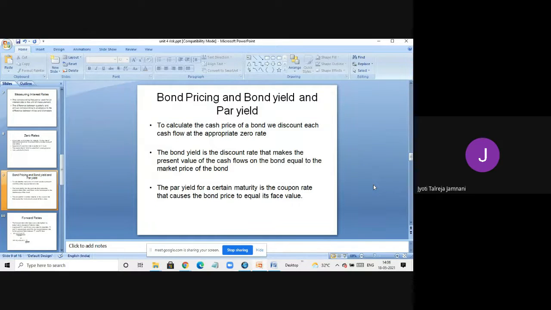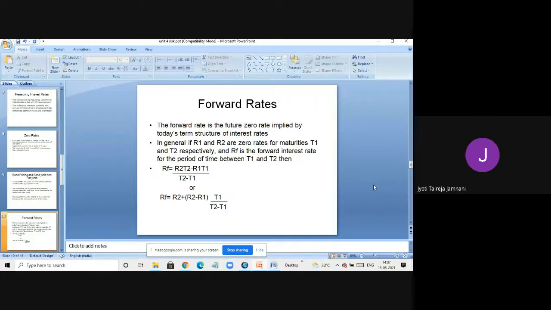So when you find the normal interest rate, we call it as zero rate. When you find C, you call it as coupon rate or par yield. And when you find the yield, bond yield, that Y formula, we call it as bond yield. So all the three meanings you need to understand in theory.